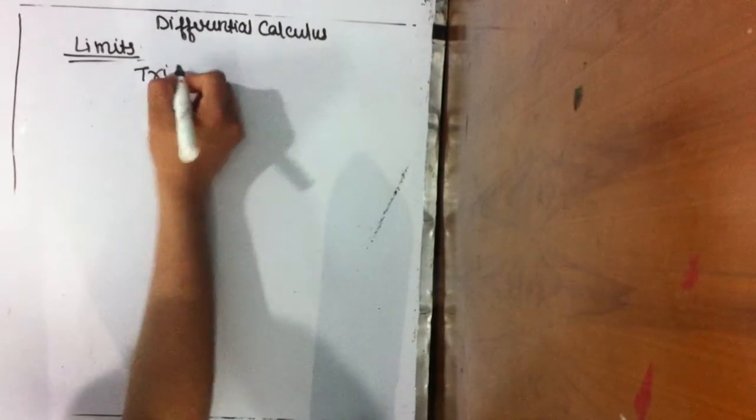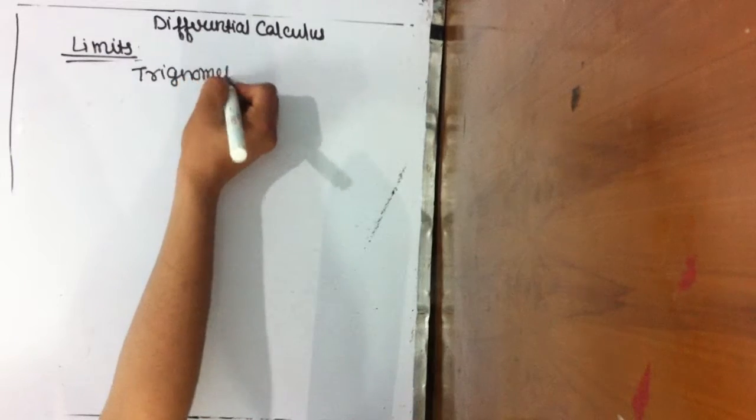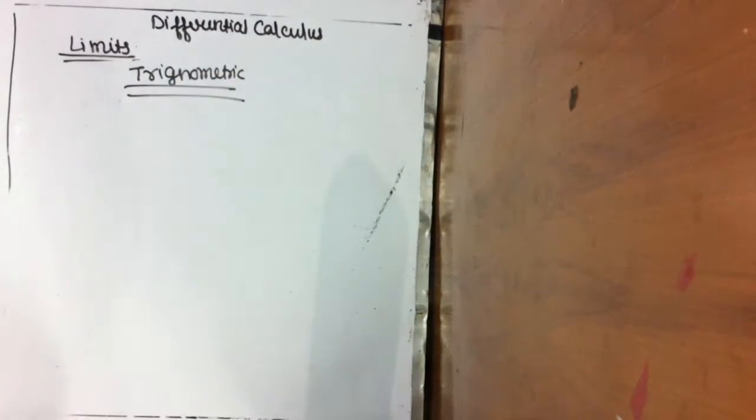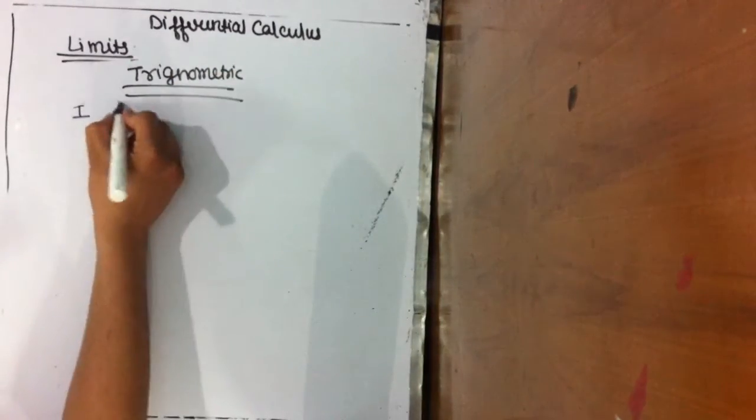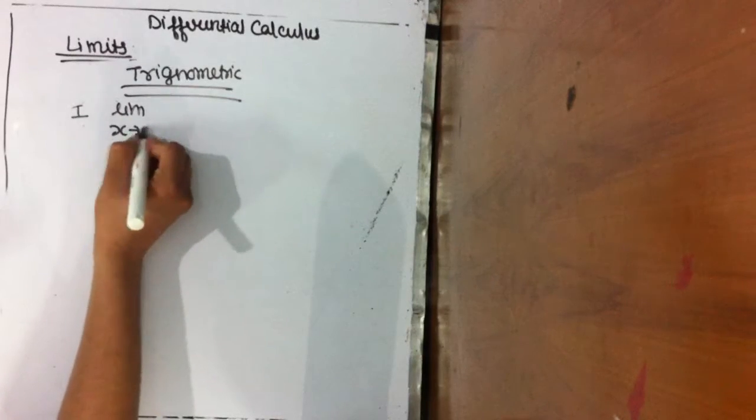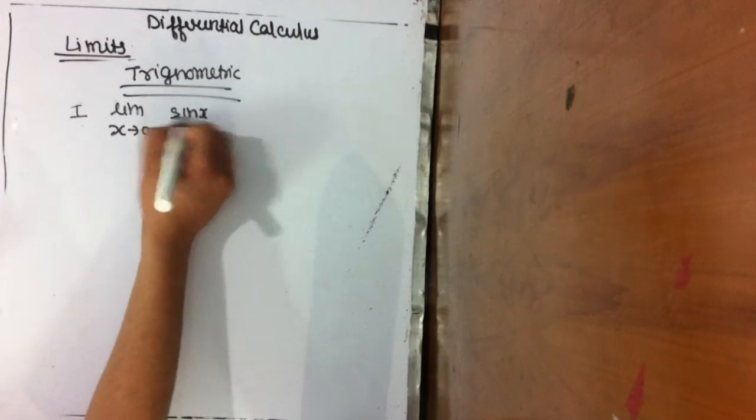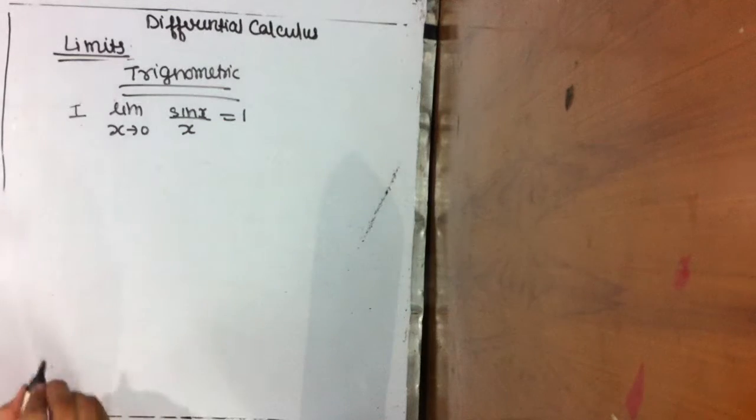Now we'll be learning about trigonometric limit. So first we'll focus on the formula. Limit x approaches to 0, sin x divided by x is equivalent to 1.